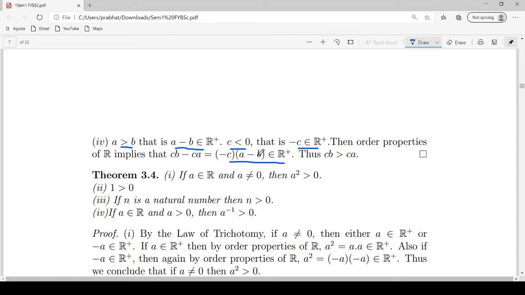But minus c times a minus b, you can do the calculation, is equal to minus c times a minus c into minus b. That means minus c into minus b will become c into b, and then minus ca. So c into b minus c into a belongs to R plus, and that proves cb is greater than ca. So if a is greater than b and c is less than 0, then cb is greater than ca. In that way we have proved all the statements of our theorem.